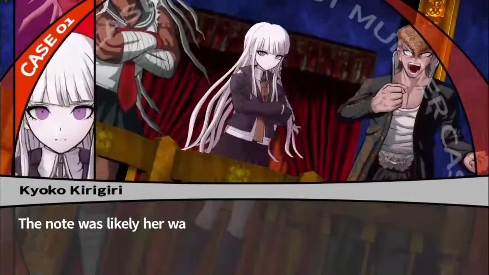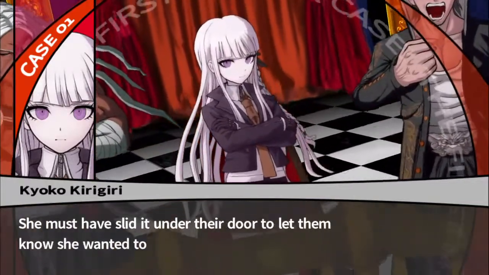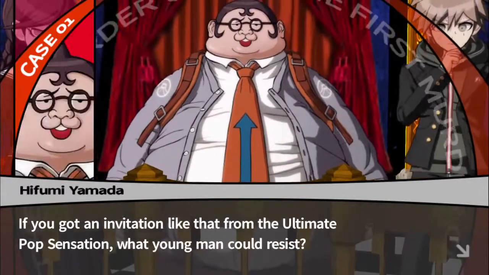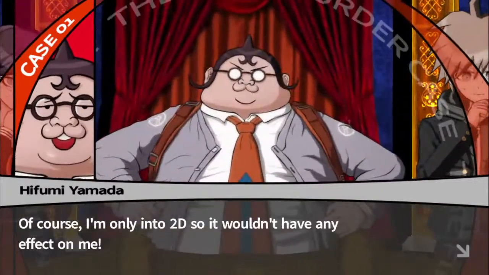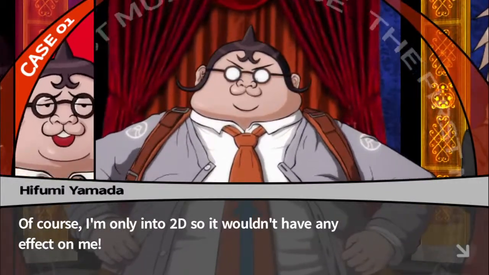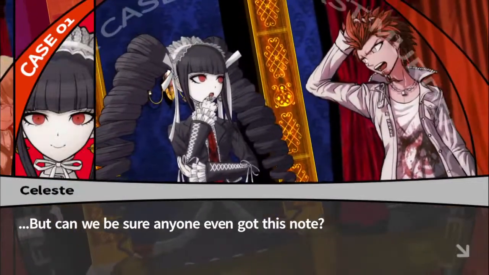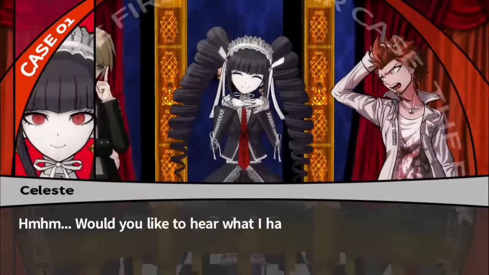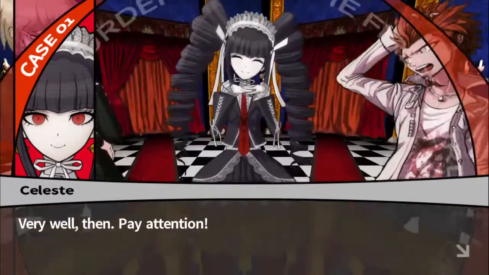But why? The note was likely her way of getting in touch with a certain someone. She must have slid it under their door to let them know she wanted to meet with them in secret. If you got an invitation like that from the ultimate pop sensation, what the... Of course, I'm only into 2D, so it wouldn't have any effect on me. But can we be sure anyone even got this note? And honestly, even if they did, I do not... Huh? Would you like to hear what I have to say? Very well then. Pay attention.